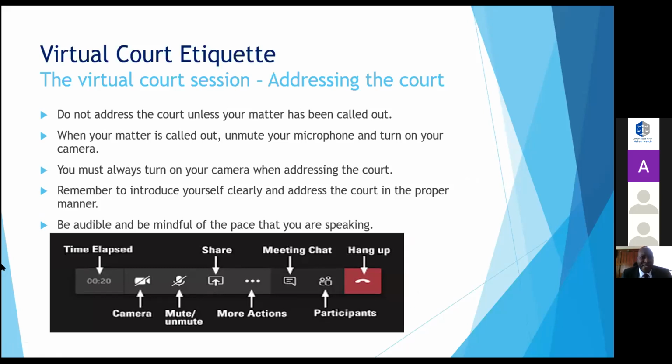When you're addressing the court, address the court. Do not address the court unless your matter has been called out. It's only when the matter has been called out that you should unmute both your microphone as well as the camera, so that you can address the court. Introduce yourself clearly and address the court in a proper manner. Clarity is very important, and we know that with the virtual court session, most of the proceedings are recorded. So for future use, for authenticity, it is good to be audible. Be audible and mindful of the pace that you are speaking.